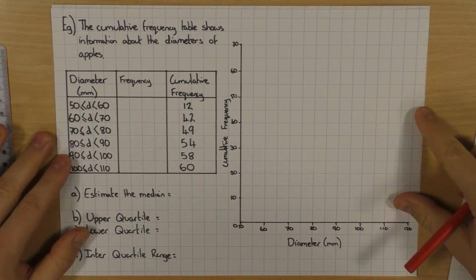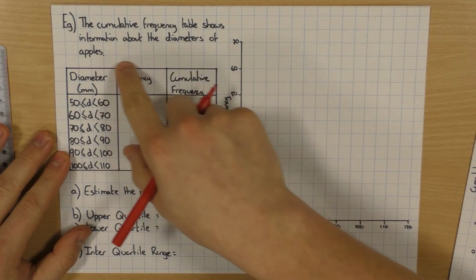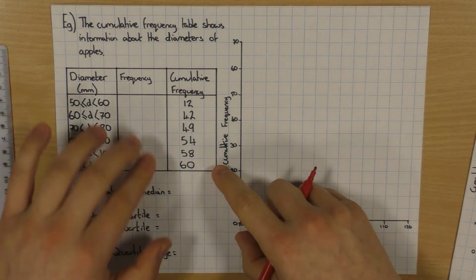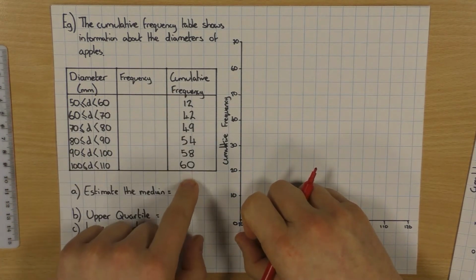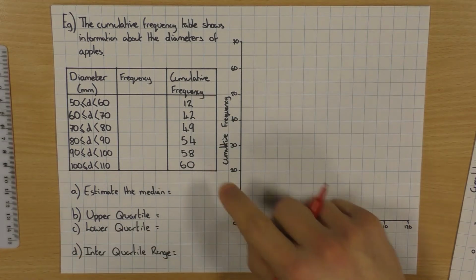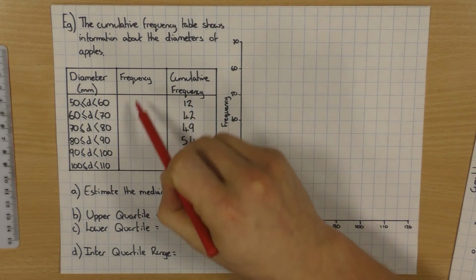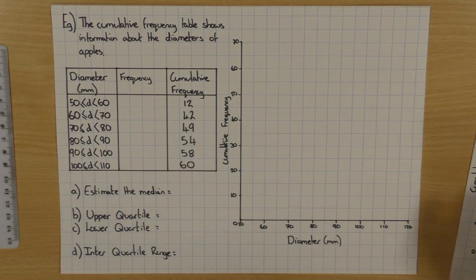So again, very, very similar here. The cumulative frequency table shows information about the diameters of apples, very exciting. But this time I've been given the cumulative frequency column here. Now usually you don't get this because obviously you'll plot it. However, there was a question a couple of years ago where they had a cumulative frequency graph and you had to work out the frequency before working out a histogram. So this is why I've included this one here, where you've been given the cumulative frequency, and I actually want to work out what the frequency is.